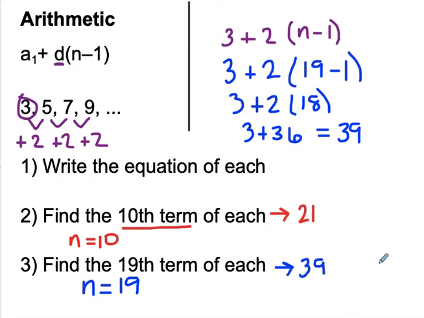Now remember, if you get stuck, you can just keep adding 2 until you get to the 10th term or the 19th term. But where that wouldn't work is if I asked you for the 1002nd term. So we need to know how to write the equations that model the sequence that we're given.